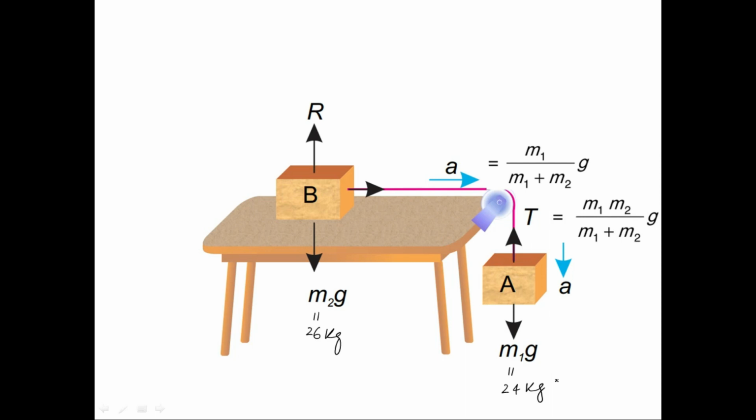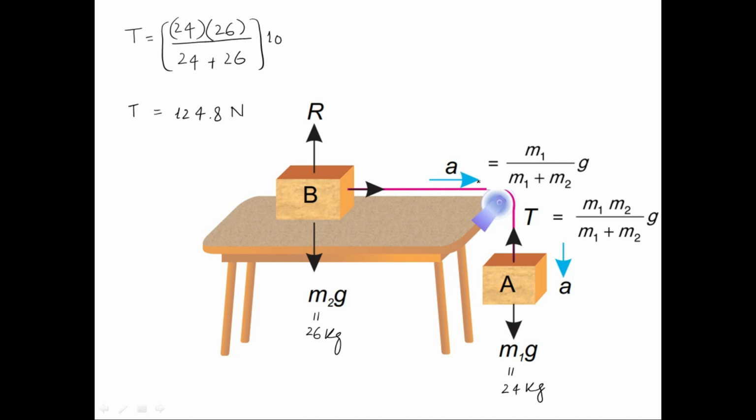And to calculate the tension within the string, we have to use this formula: M1 M2 divided by M1 plus M2 multiplied by g. So to calculate the tension in the string, we use M1 equal to 24 kg multiplied by M2, that is equal to 26 kg, divided by 24 plus 26, the whole multiplied with the gravitational acceleration, whose value is 10 meters per second square. The value of the tension is equal to 124.8 Newton.